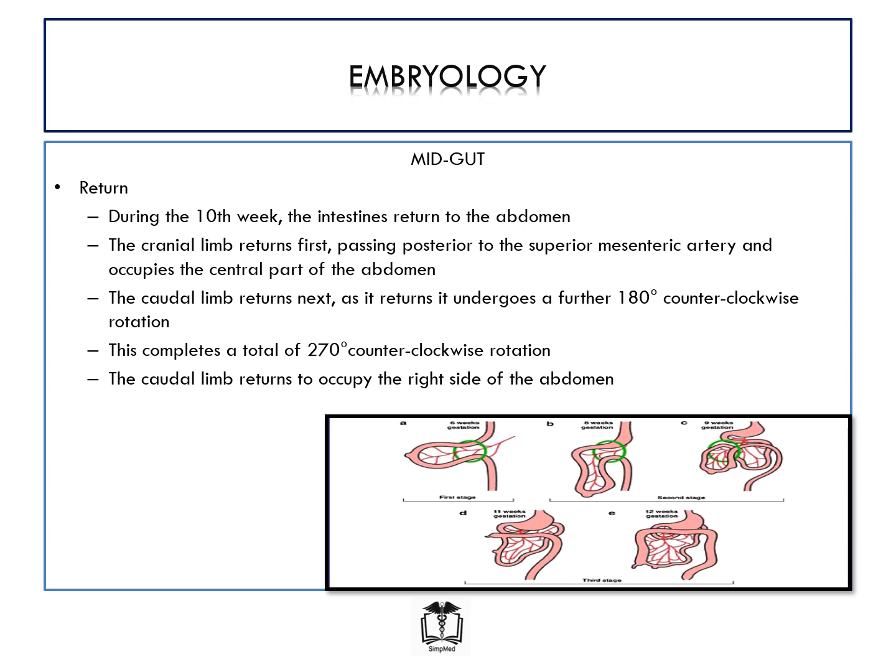The caudal limb returns while rotating and then eventually occupies the right side of the abdomen. And that's very important to note. It rotates to the right side of the abdomen and eventually gives rise to the part of the large intestine we'll talk about in terms of the derivatives.